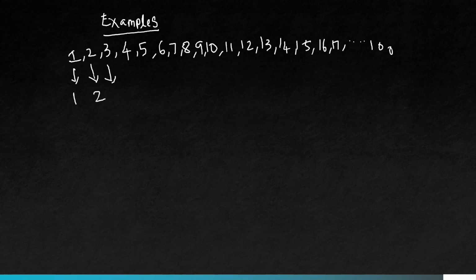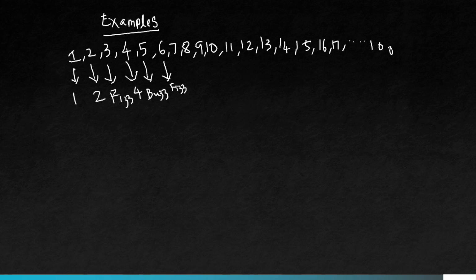3 is divisible by 3, so I would print fizz. 4 is not divisible by 3 or 5, so we'll just print 4. 5 is divisible by 5, but not 3, so we would print buzz. 6 is divisible by 3, but not 5, so we would print fizz.